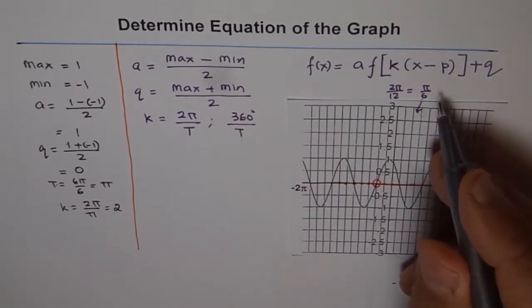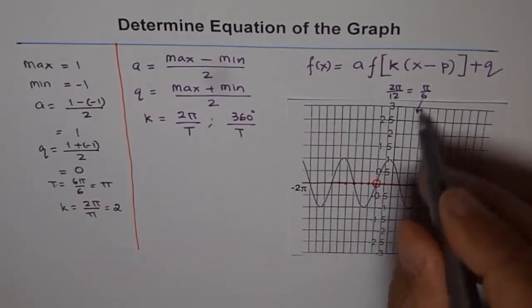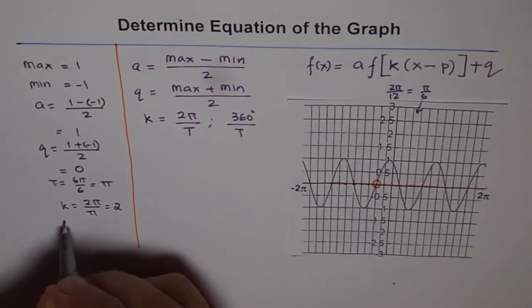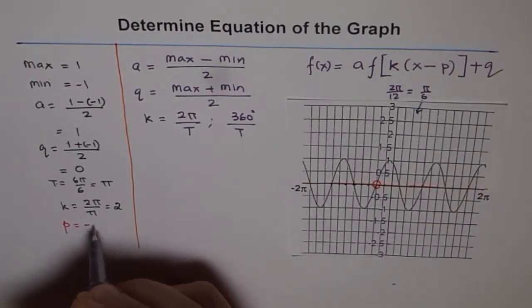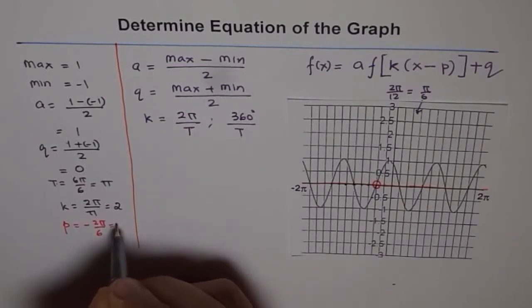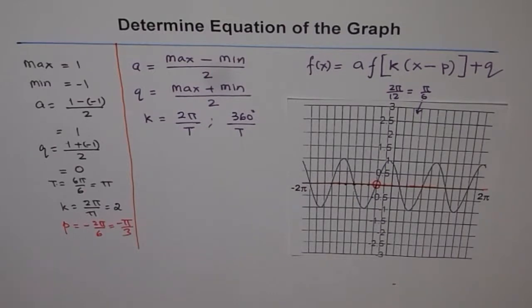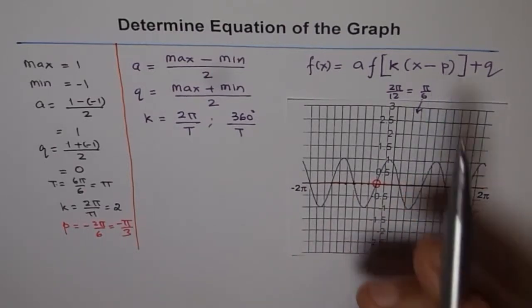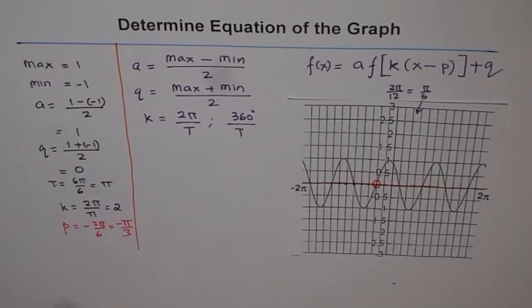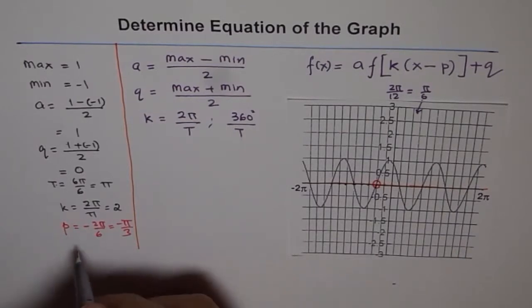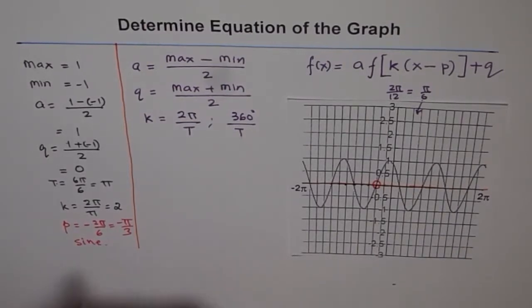So p here is minus, because it goes to the left. For a sine wave, p is minus 2 pi by 6, which is the same as minus pi by 3. So that is the p value. There is a phase shift towards the left by pi by 3. This is for the sine function, correct? So we got all the values here, and we can now write down our function.